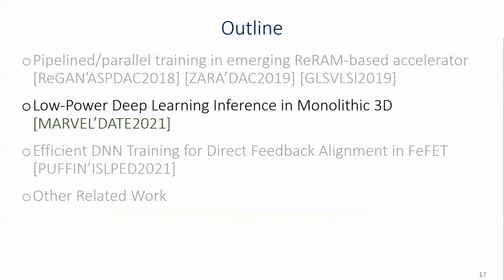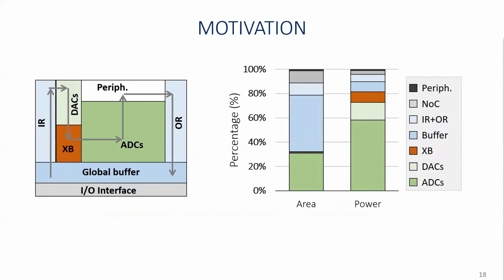The second piece of work is called Marvel. First, let me explain the motivation of this work. We know that our ReRAM-based designs, like ReGAN that I just explained, can process the DNN models in a pipeline fashion. However, the computation in the ReRAM crossbar happens essentially in the analog domain, so we need ADCs and DACs for analog and digital conversion, which incur large area and power overhead, as shown in the figure on the right. We also need input and output SRAM buffers and large eDRAM global buffers, which also consume a large portion of the area and energy.